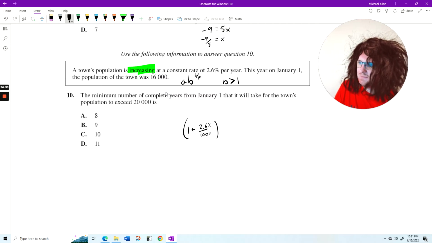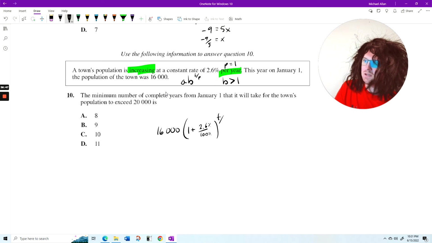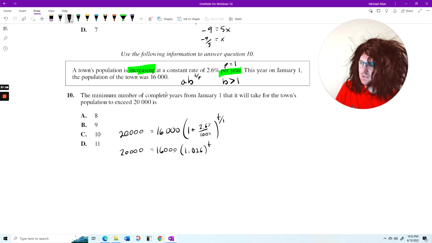The A, you remember, is your initial amount, so it starts off with 16,000, and you raise it to the power t over P, and because it's per year, and I'm not doing anything else to it, my P is 1. So that's a pretty nice exponent. And we're just going to make this thing equal to 20,000. All right. So if I do some of the math here, actually I'll just clean it up before I divide anything. It's going to be 1.026 to the power of t, and we have 20,000.